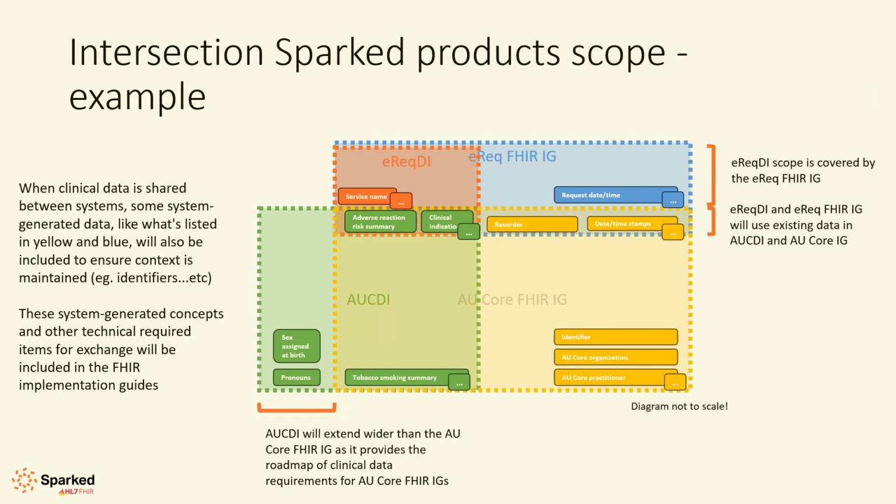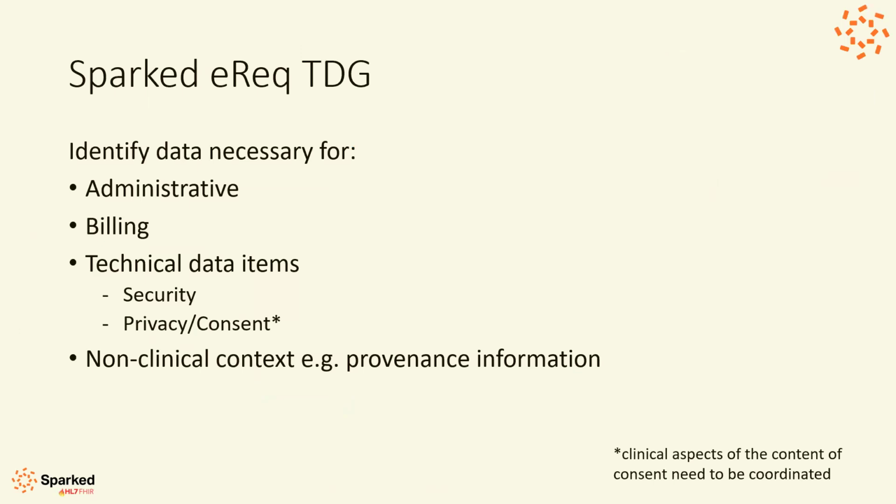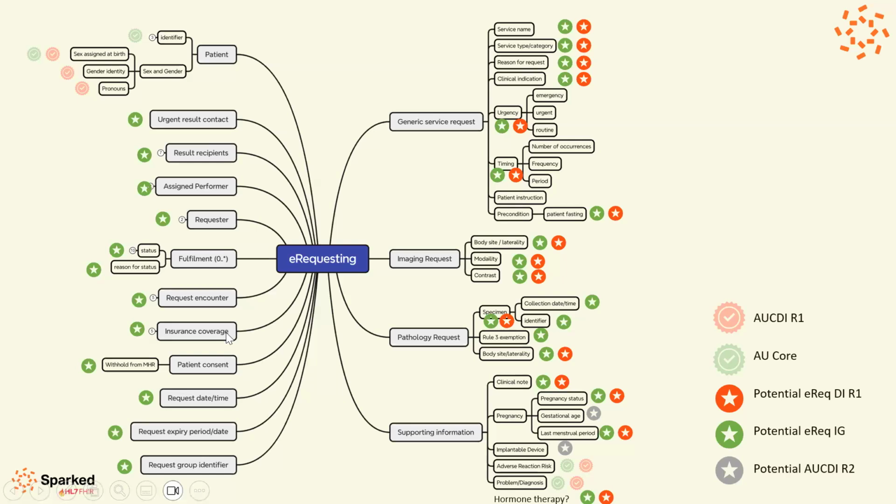So if you move to the next slide, our current expectation is what the TDG would look at: the data necessary for administrative things, billing, technical data items like security and privacy, as well as non-clinical context, things like provenance. So we want to leave that in the TDG area of responsibility. We do recognize there are clinical aspects that we would like to provide input to, but really the responsibility would sit with the TDG.